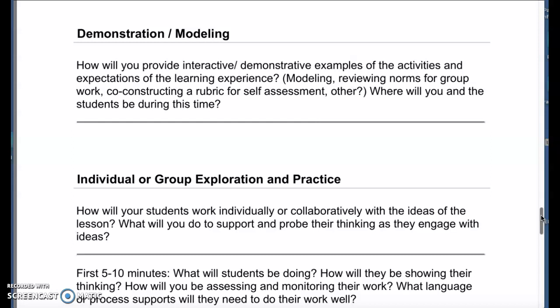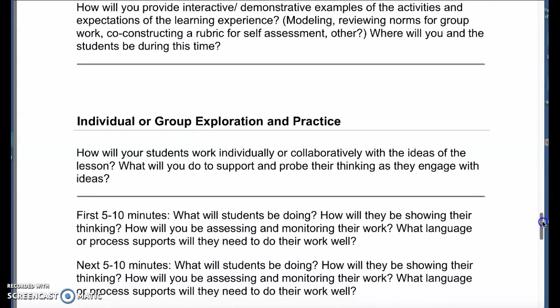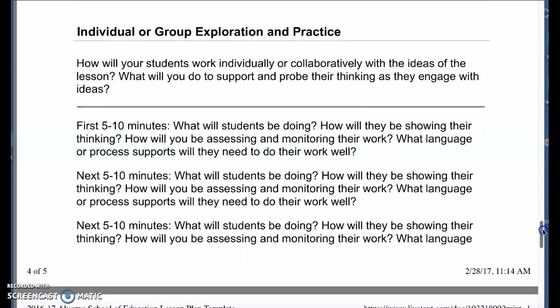Individual or group exploration and practice. So are the students going to be working on the task for the lesson individually, or will they be doing it collaboratively in small groups? Will they be in a Google Hangout breakout room? Will they be in a Zoom breakout room? Will they be working completely on their own? And how you support their thinking as they engage with ideas. And then be very specific and detailed in this section. And then you can use a timeline for the tasks and the activities that the students will carry out in this section.